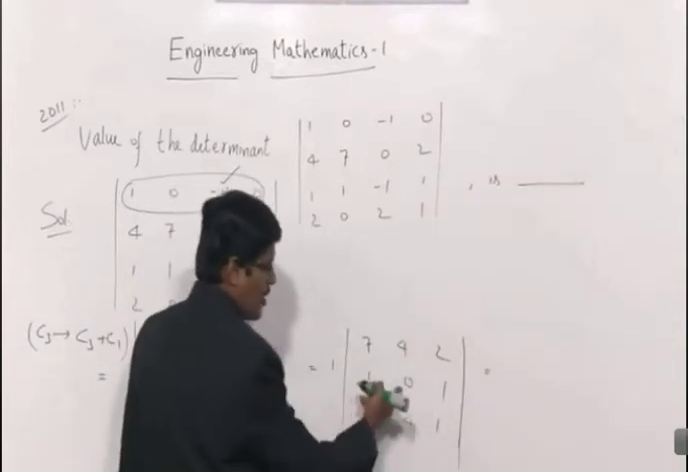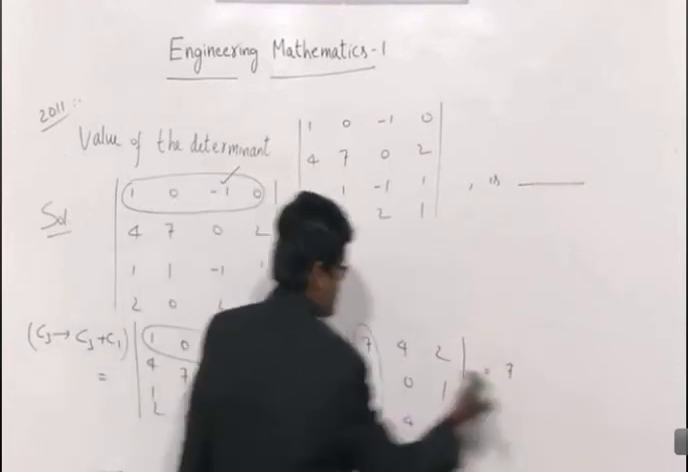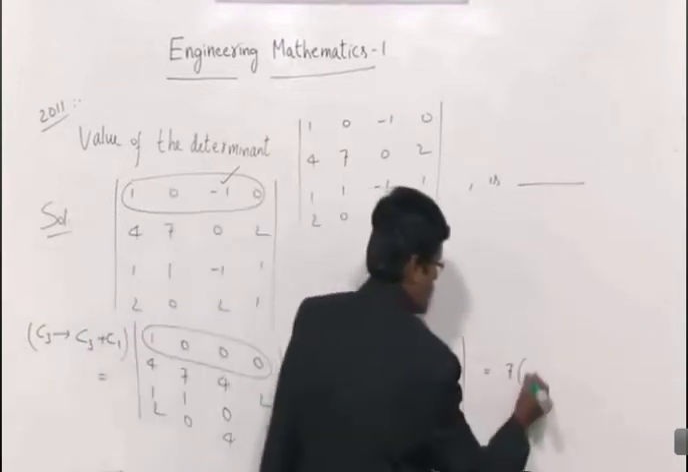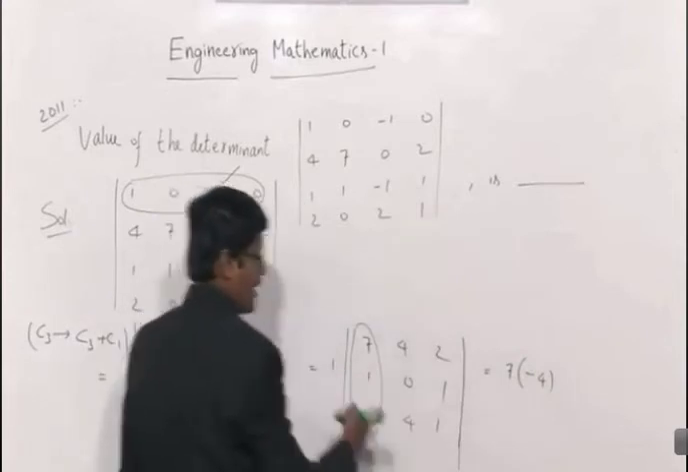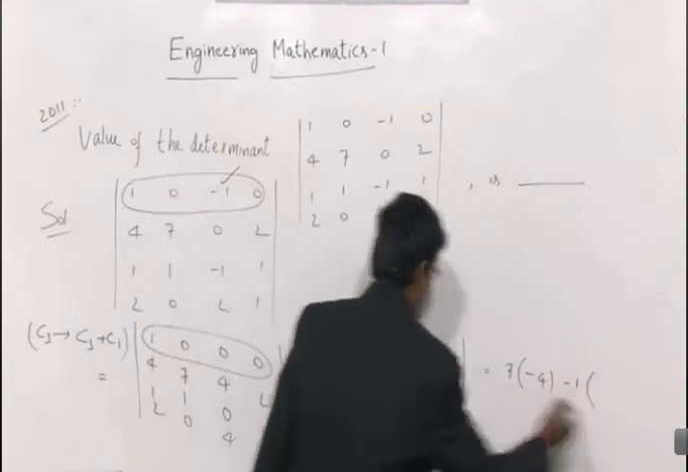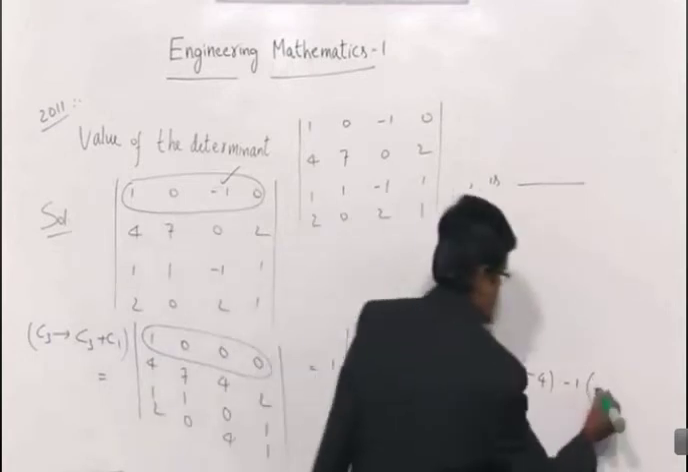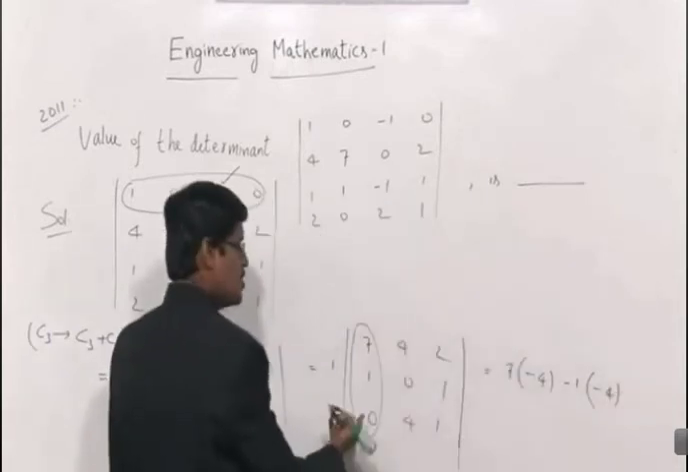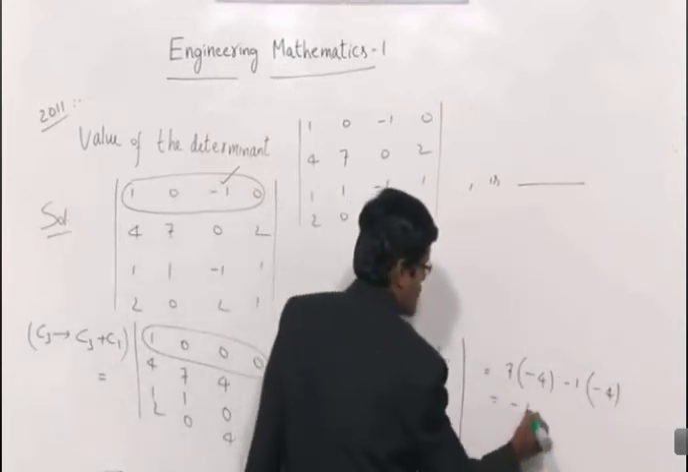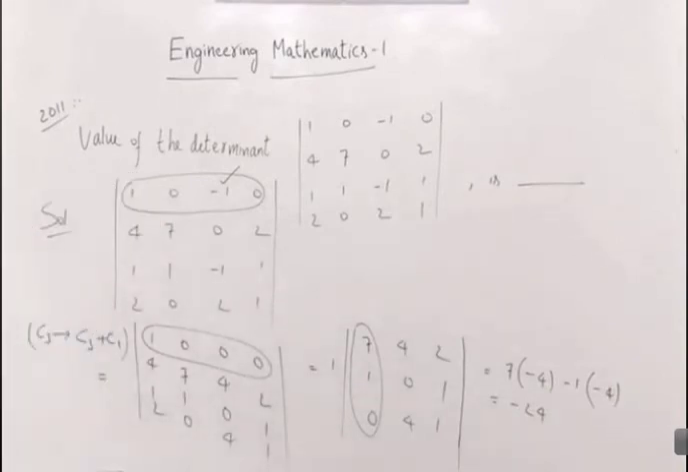So 1 into anything is 1. Expanding by the second column, already one element is 0, or better to go by the first column, where the third element is 0. So first element 7, 7 into plus symbol, leaving first row and first column, 0 minus 4. Next, second element 1 into minus symbol, that is minus 1, into leaving second row and first column, the remaining elements: 4 into 1 is 4, 2 into 4 is 8, 4 minus 8 is minus 4. Last element 0, 0 into anything is 0. So minus 28 plus 4, minus 24. This is the value.